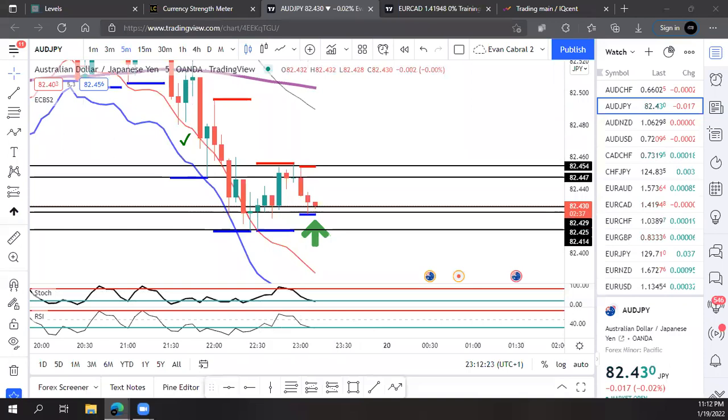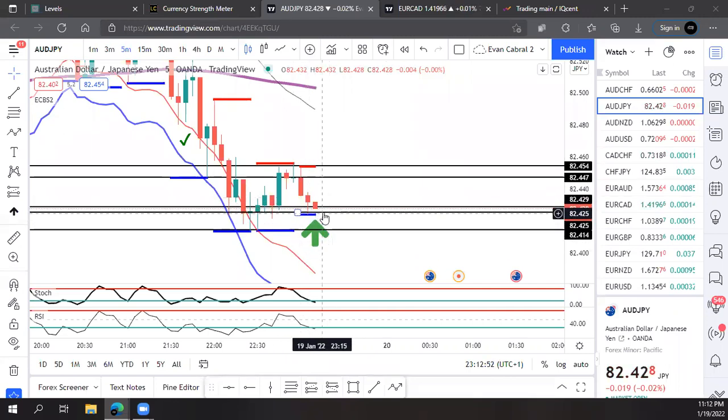If I'm getting a call arrow there, then I know this market is supposed to make an upward movement. So I'll be looking out for my buy trade idea between 429 and 425. That's the area I want to look out for my buy. It's just for you to get potential or best entries.